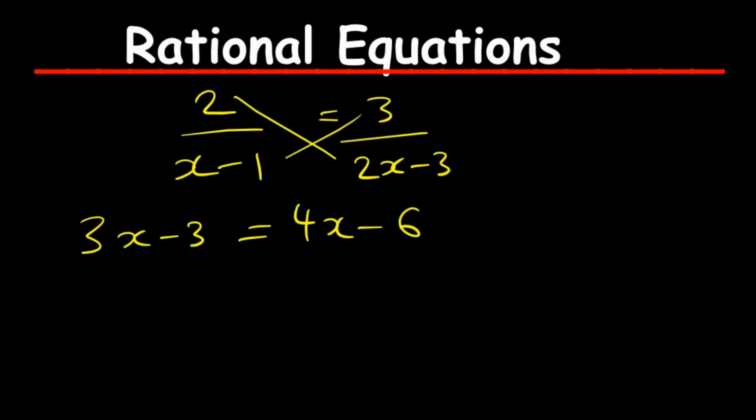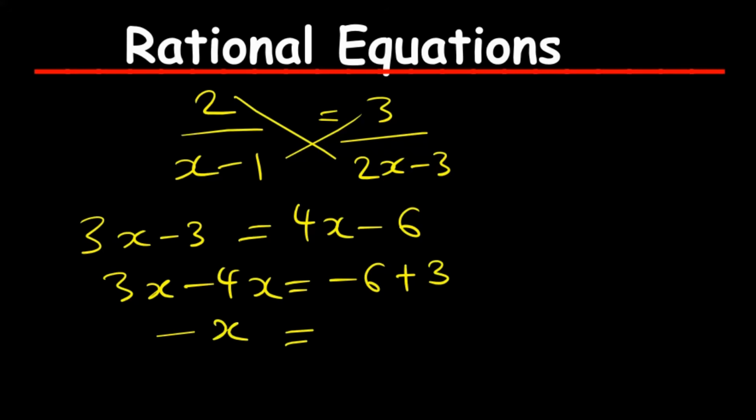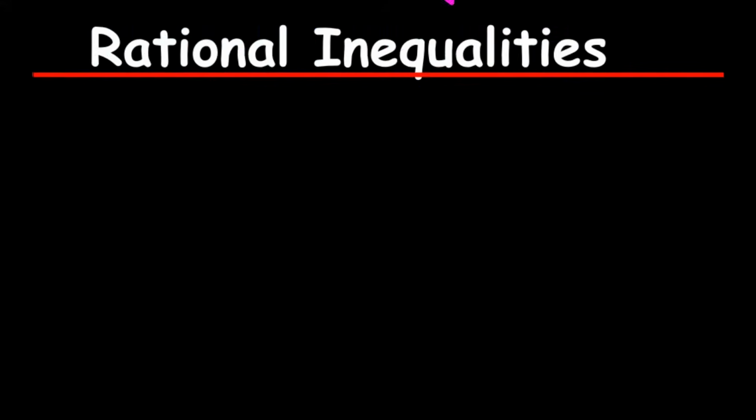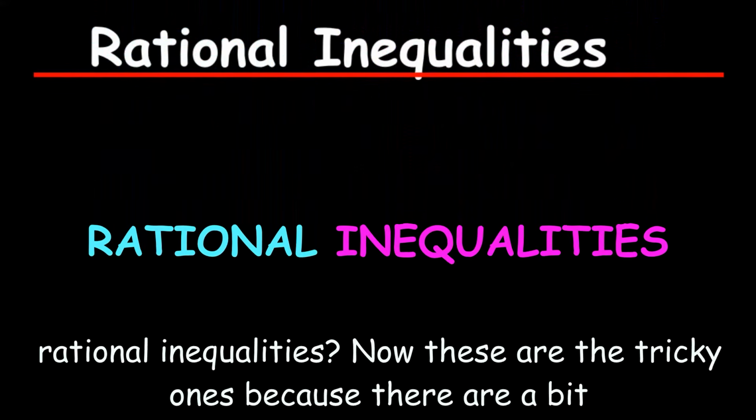that is minus 6. Then you put the like terms together. So this would be 3x minus 4x is equal to negative 6 plus 3. Then 3x minus 4x gives us negative x. This would be equal to negative 6 plus 3, that gives us negative 3. Therefore x is equal to 3. So this is how we solve. Very simple, not complicated.